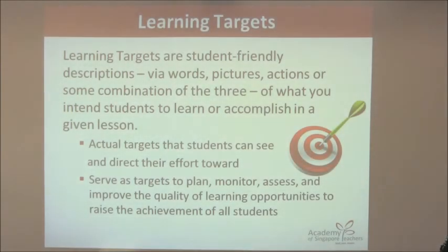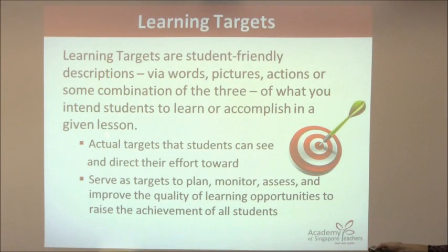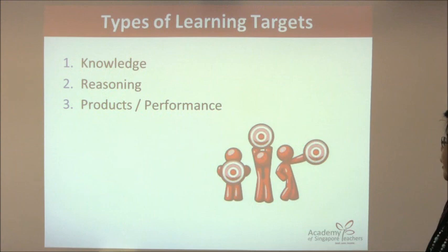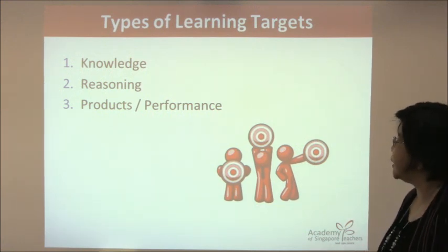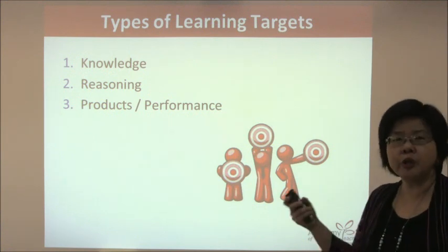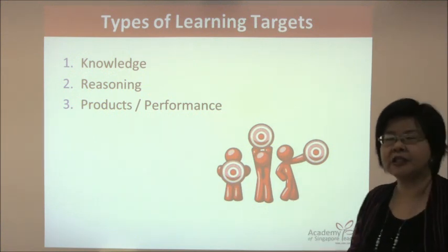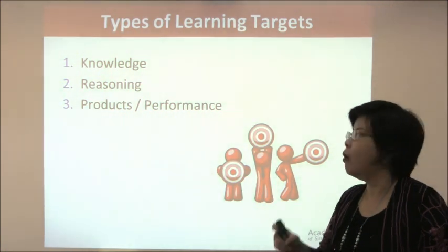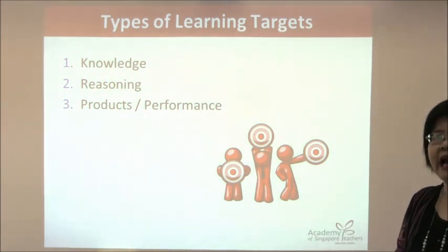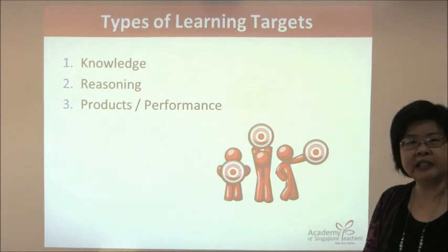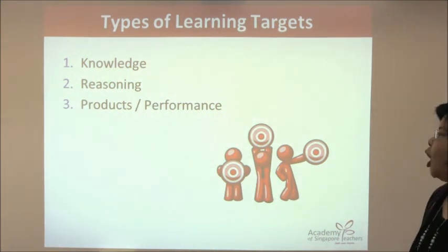Quick recap on what a learning target is. A learning target is basically a student-friendly description of what they need to learn or accomplish in a given lesson. There are three types of learning target: knowledge, reasoning, and product or performance. So in our lesson design, we need to consider for this particular lesson, what is the learning target that we are focusing on? Is it knowledge, or is it reasoning, or is it both?